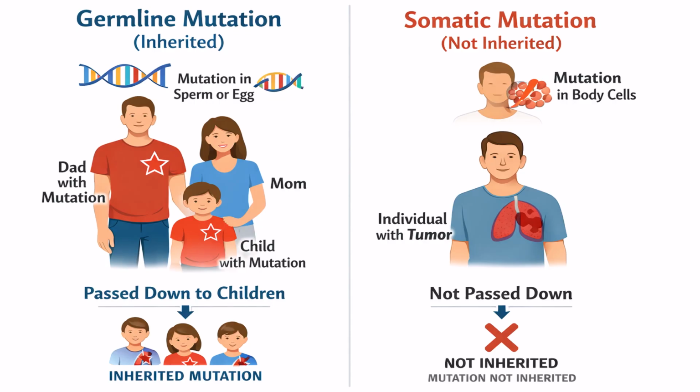Now, let's look at the other side, the somatic mutation. It is not inherited. So the mutation is in the body cells. The individual has the tumor. So this mutation will not be passed down. It will not be inherited by any of the children.